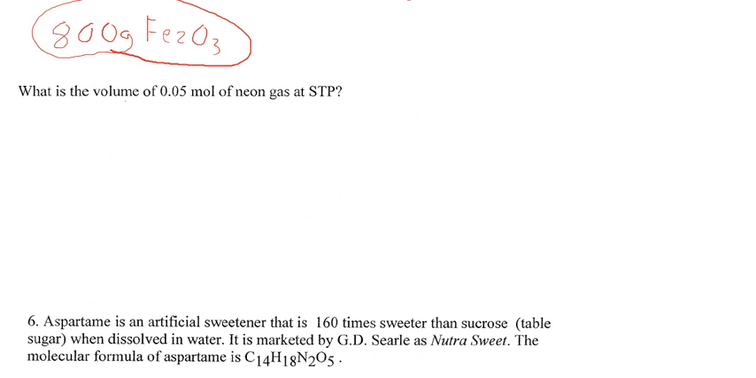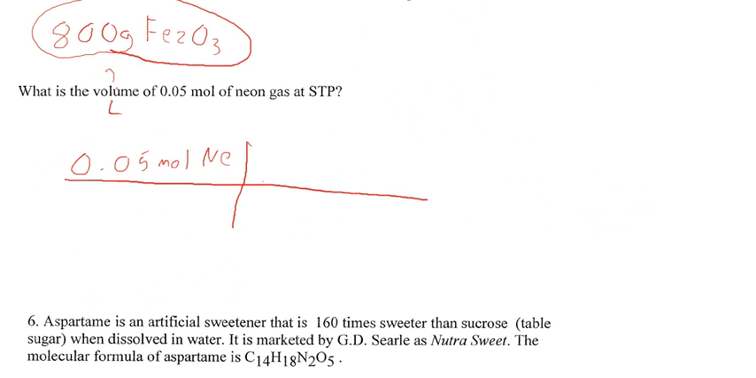Alright, this time we have a volume problem. Okay, so we want to know volume. That's our unknown. It's going to be in liters, and they give us 0.05 moles. So start with the given 0.05 moles neon. Remembering that we must always cancel out, so I have moles of neon.